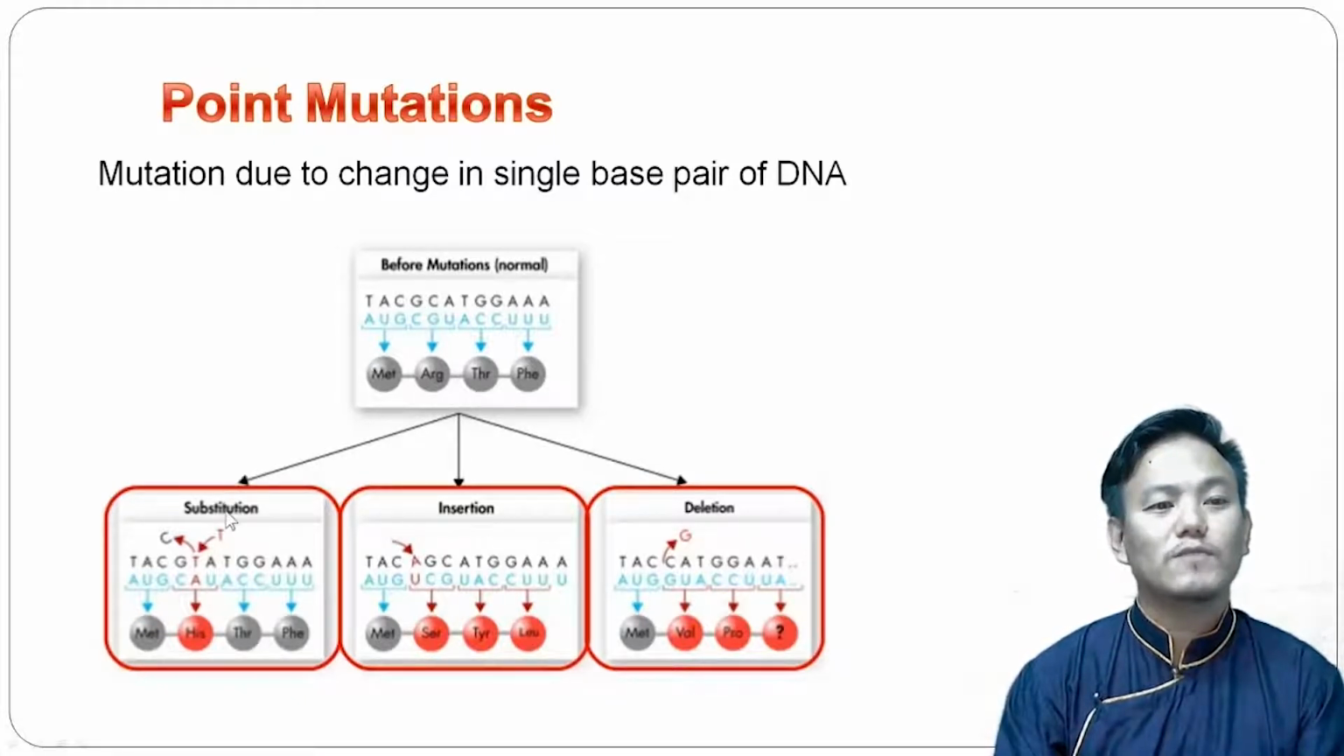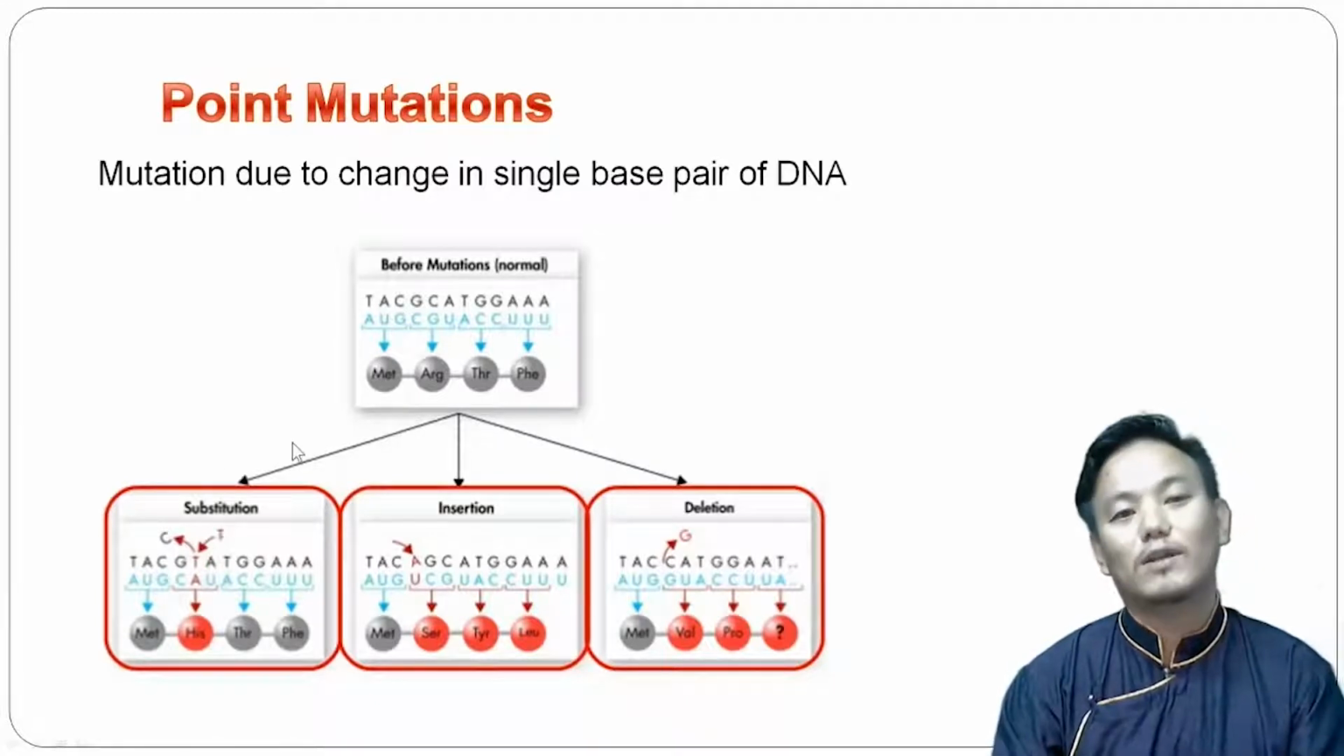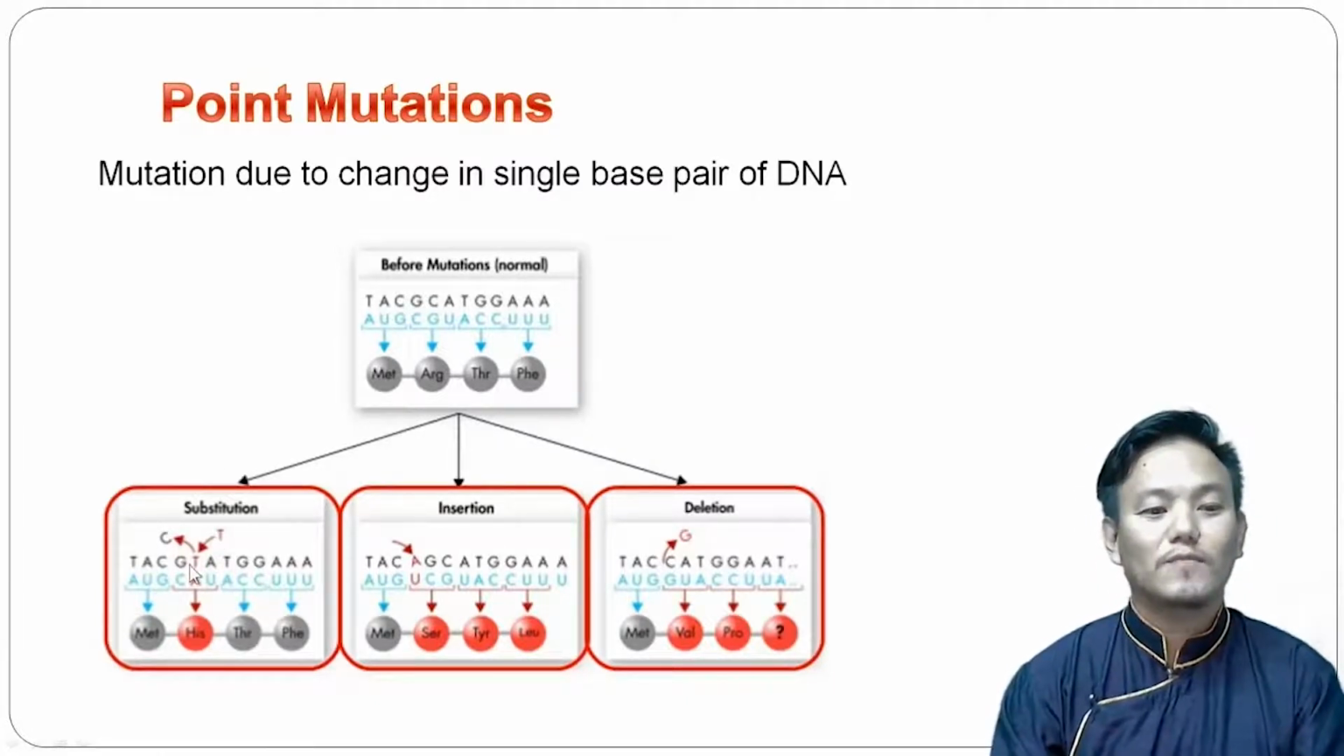This is the first form of point mutation, substitution. In substitution, one base gets substituted by some other base. Over here, in the normal one we have GCA. Over here, we have GTA. So that means the C is substituted by T, right? The C is kicked out and T is substituted over here. So this leads to substitution mutation.